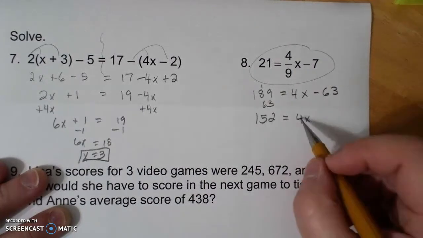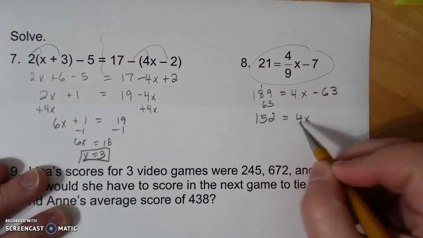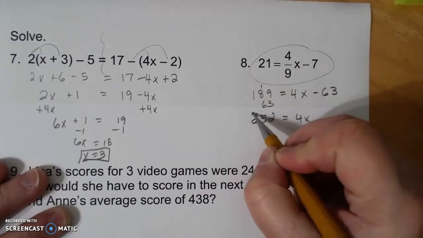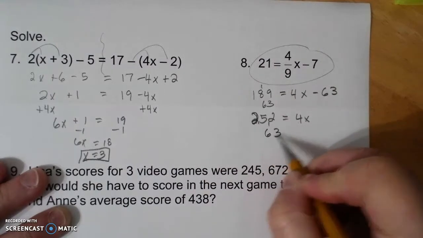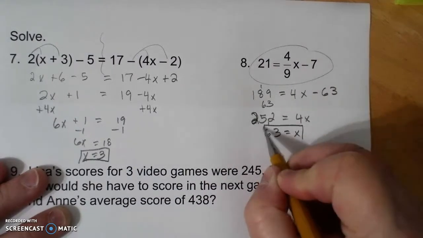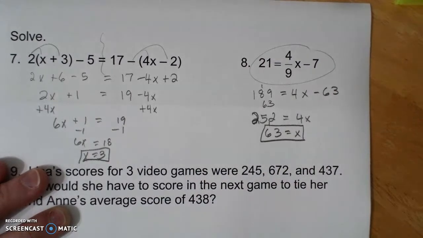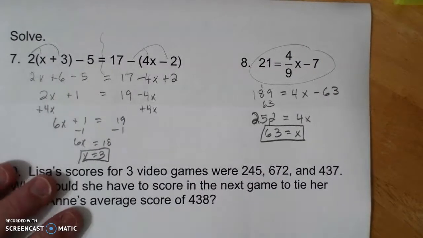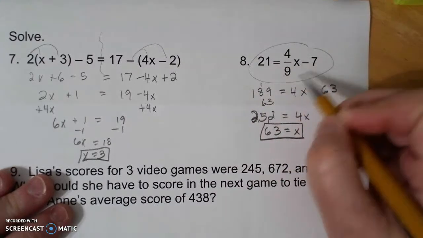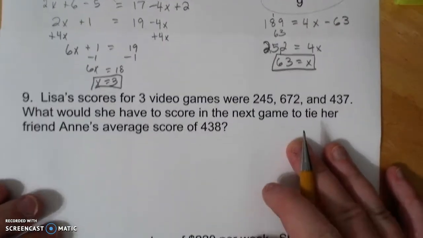Divide by 4. Divide by 4. Voila. You're going to eventually multiply by 9. Even if you move this and then multiply by 9 and divide by 4, might as well do it first.